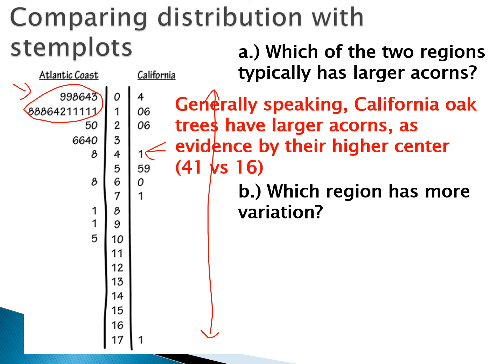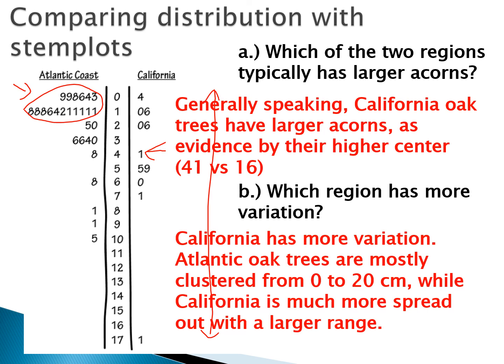Which region has more variation? Again, this is California. It's a lot more spread out in California, whereas on the Atlantic coast we have a lot of values in those first two stems. Remember to always write your answers in context and reference specific values. So I'm talking about that 0 to 2.1 centimeters, where we're seeing most of the data on the Atlantic coast.